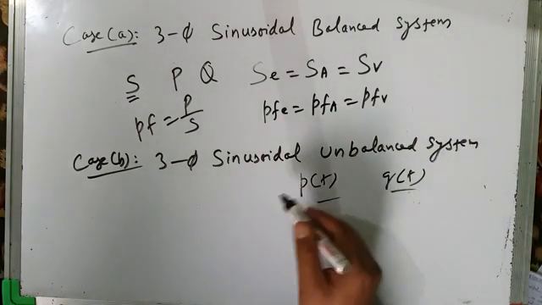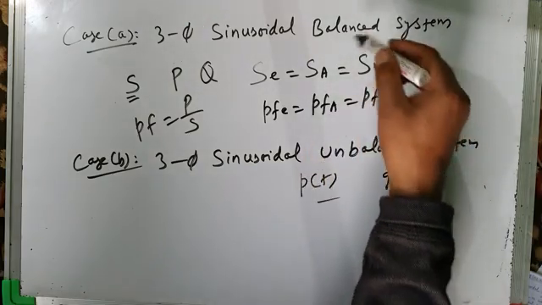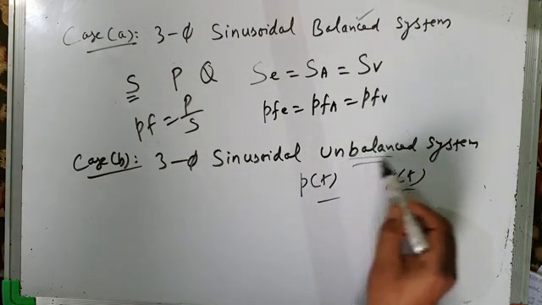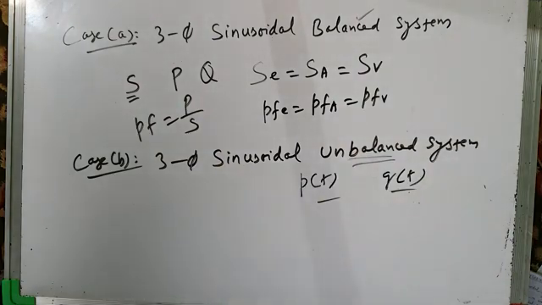So therefore, whatever advantage was there in a balanced three-phase system, that advantage is lost here. Because of the unbalanced system, there will be additional feeder losses. We had taken one numerical example, and there we proved that if the system becomes unbalanced, the feeder losses become double that of the balanced system.